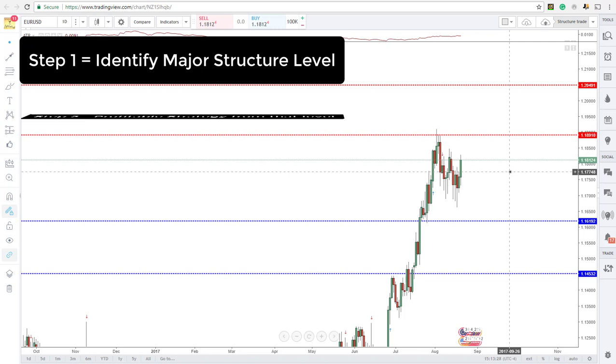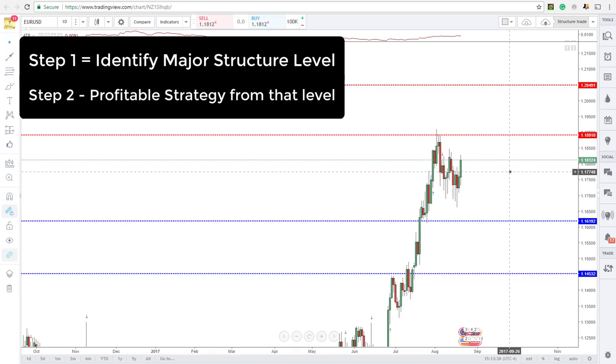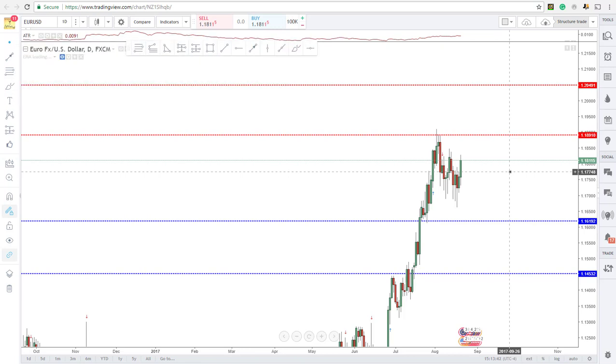Well, the next step is going to be having a proven to be profitable trading strategy that you've tested in historical data at these levels, and that has been proven to give you an edge over the market, or proven to give you an advantage when you place that trade over and over for a long period of time.